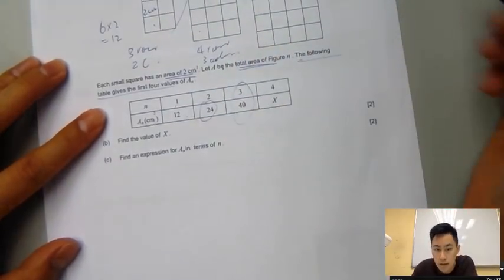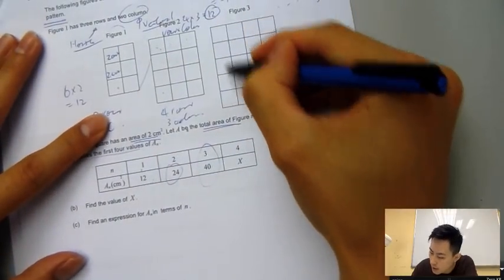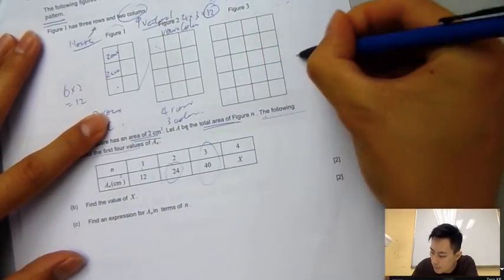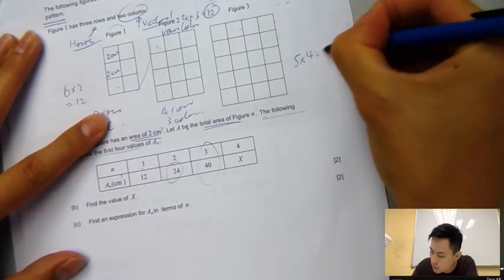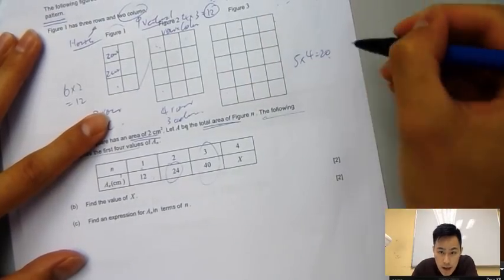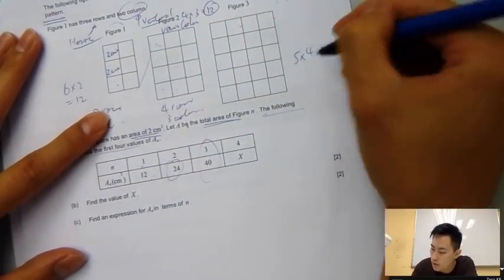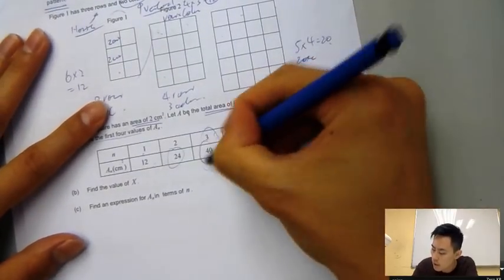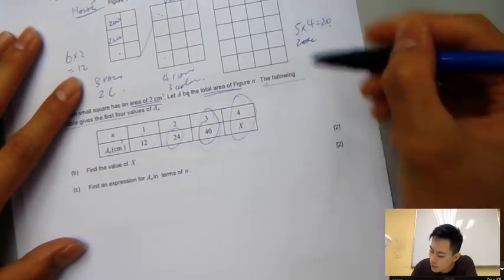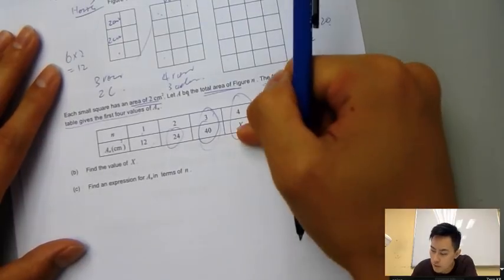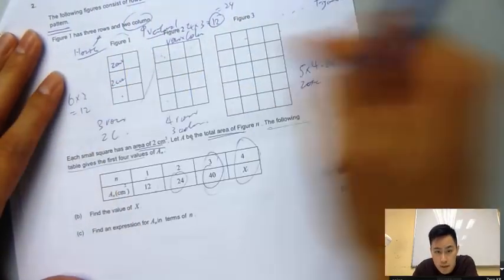Number 3. How many rows do you have right here? 1, 2, 3, 4, 5. 5 times 1, 2, 3, 4, that is 20. And then you multiply that by 2, because each square is 2 cm squared. So 20 times 2 will be 40. That's it. And then figure 4. You know how to solve this because you know that it is following a pattern.